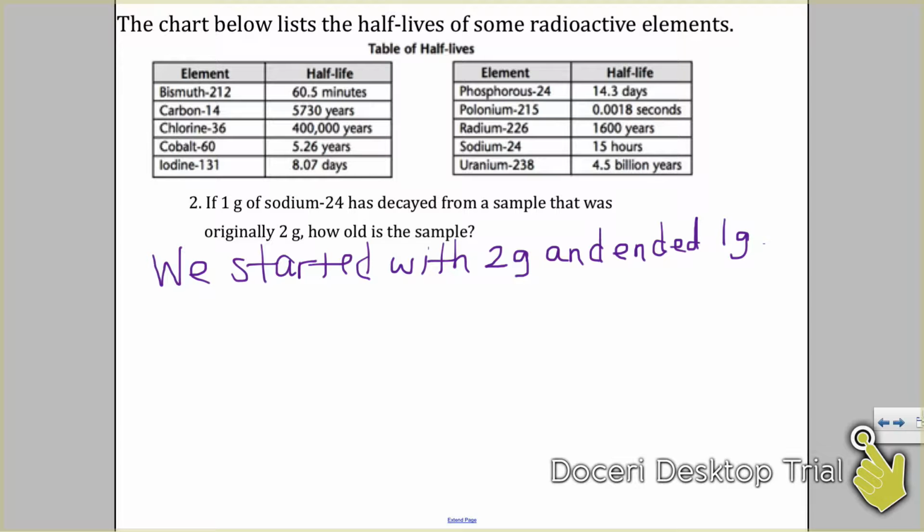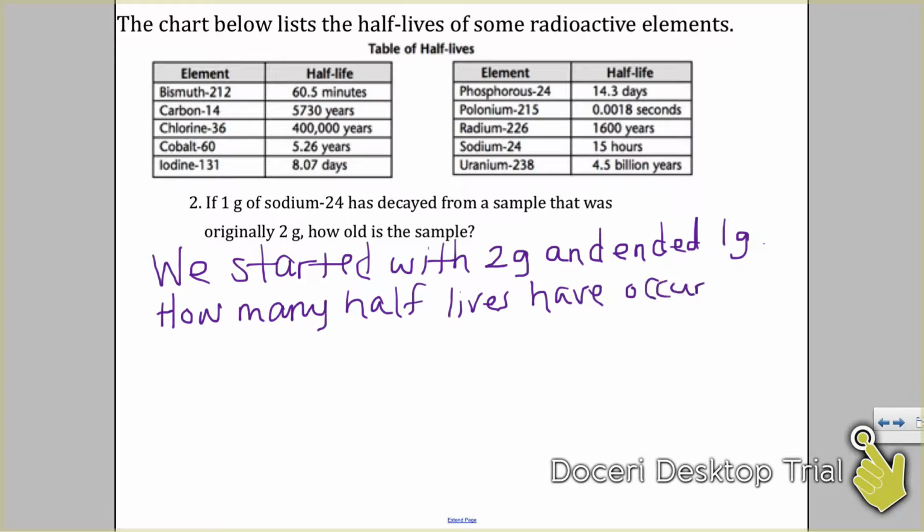Well, let's ask this. How many half-lives have occurred? It went from 2 to 1. So it's only went half one time. So only one half-life, right? Yes. One half-life occurred.